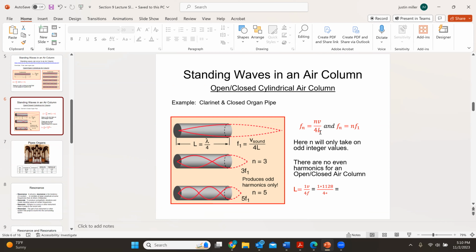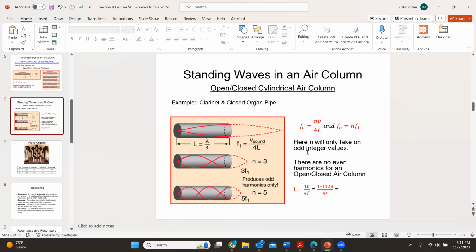But there's an extra portion with this. Here, n can only take on odd integer values. There are no even values or even harmonics for an open-closed air column. An open-closed air column will only produce odd harmonics. First harmonic, third harmonic, fifth, seventh, ninth, 11th.